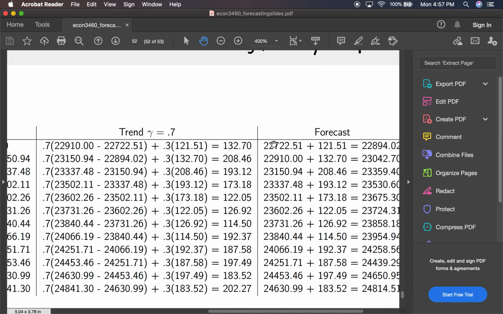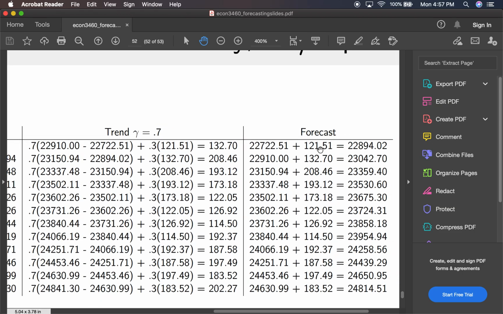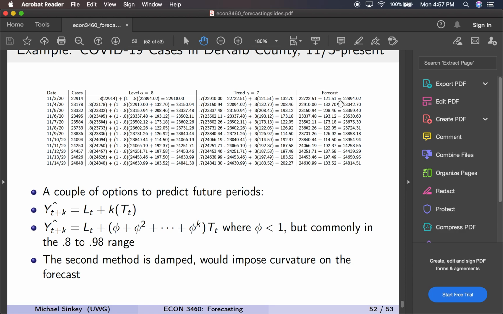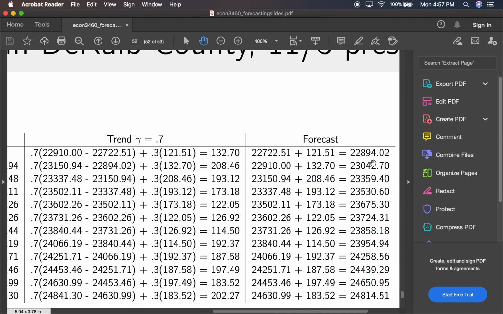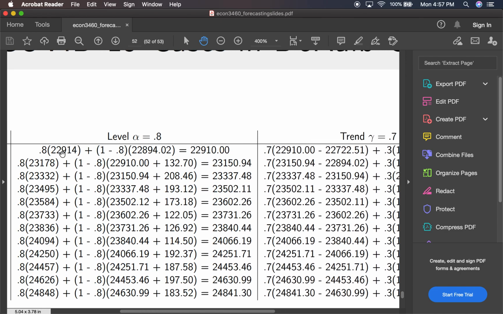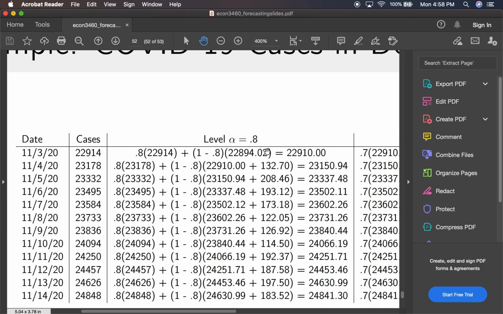We made a forecast by taking the level and the trend from the second and adding it together. So I forecast, and I used all the data to do this, I forecast 22,894 cases, and the total number of cases were 22,914. So how it works is I take that 22,914, that's the new information I have. 80% of my idea of where the level is comes from the new data that I have. So this is what I forecast coming into the period. This is the new data. So 80% of where I think the time series is right now consists of the new data. 20% consists of where we were.